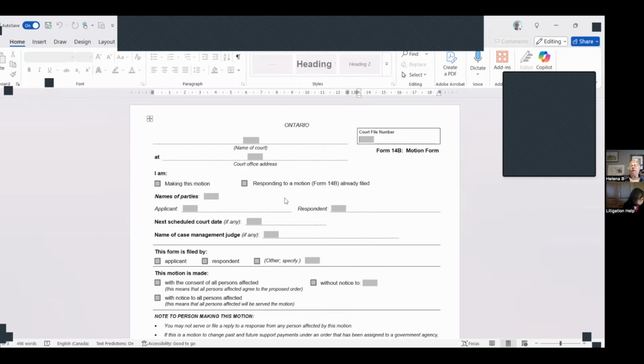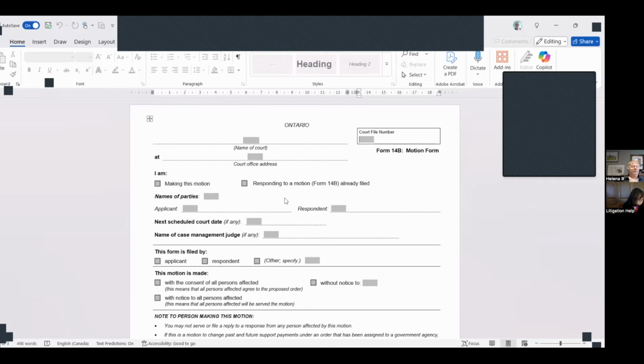So this would be ones, if you've got a consent, you would do that. If you're just filing an email exchange where the other person says they're consenting to late filing, that would go as an exhibit to your affidavit. So you attach any other documents that are necessary.